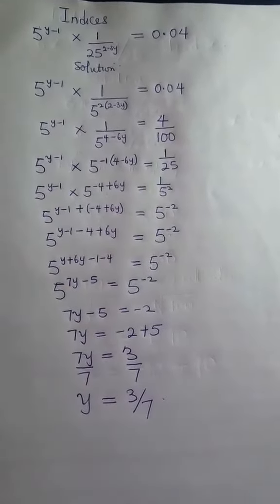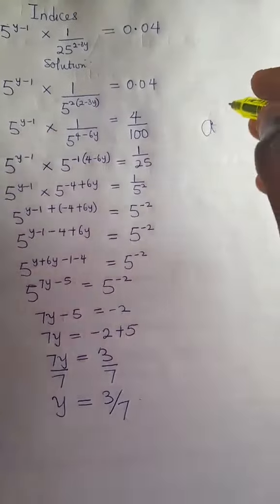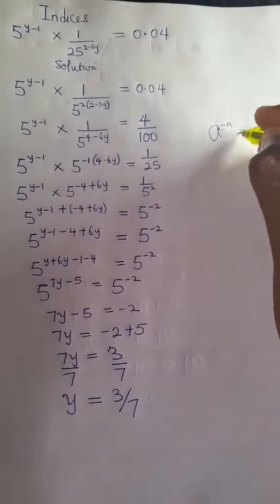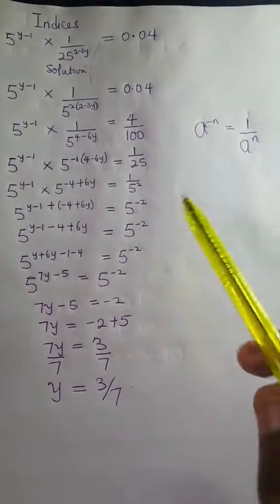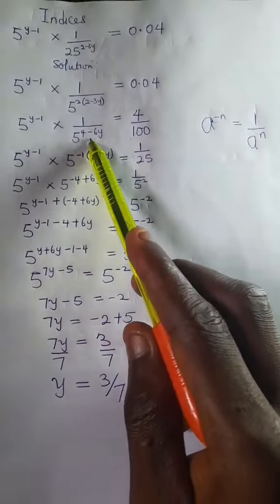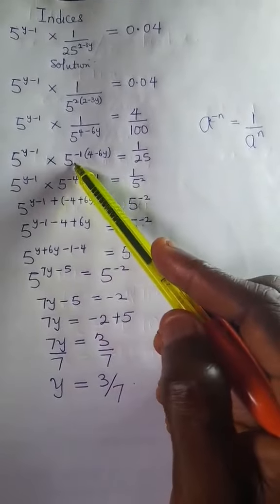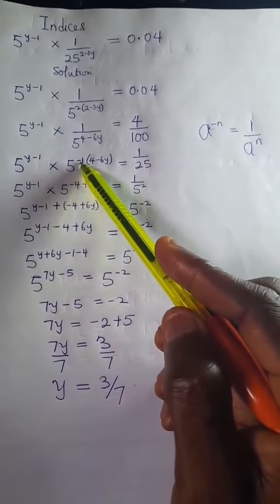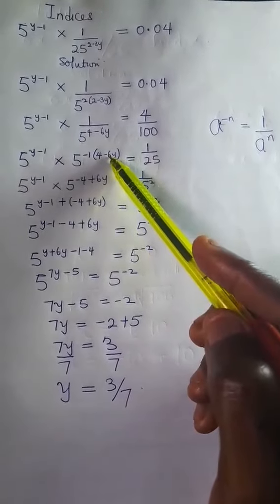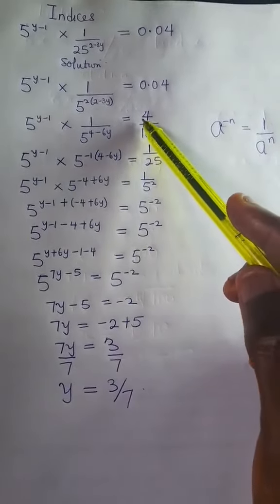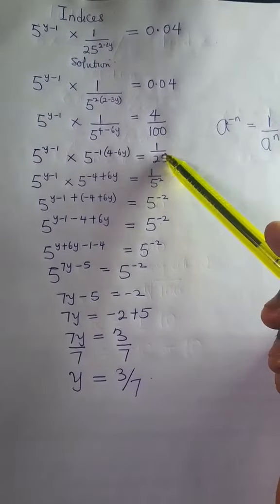Now there is a law of indices that states that if you have a raised to power minus n, it is the same thing as 1 over a raised to power n. Now when you look at this law and you compare it with this expression, you see that they are almost the same. So that is why we are taking this up. So we have 5 raised to power minus 1 into bracket 4 minus 6y. And of course we know that 4 here will give me 1 and 4 here will give me 25.